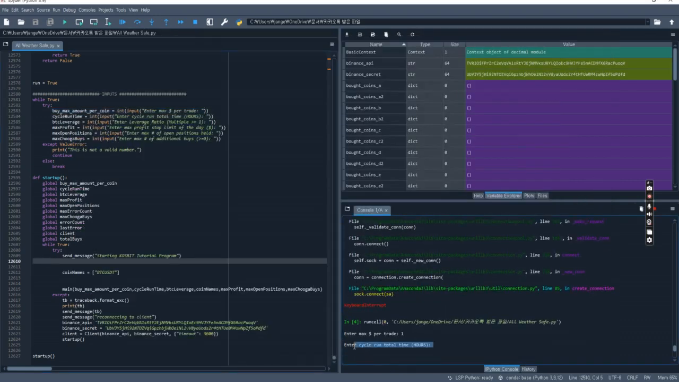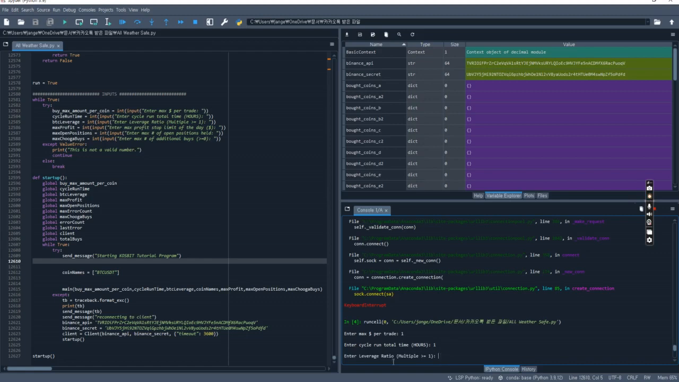Total cycle runtime. This is basically how long you want the program to last. Say you want to run the program for 5 hours, then you just input 5, or 10 hours, 100 hours, it doesn't really matter. So just input 1 for now.